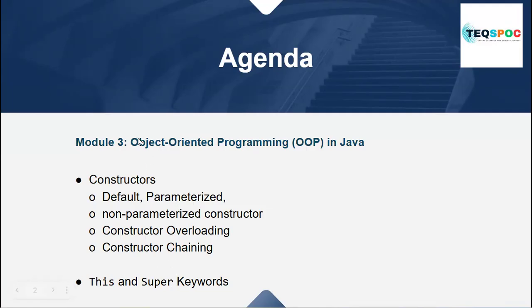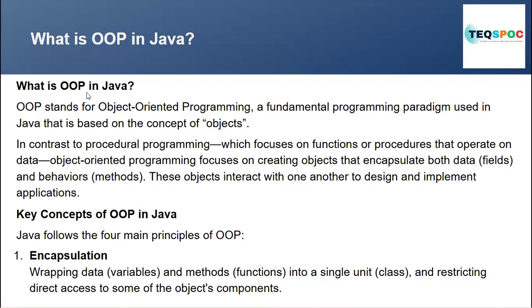Now, first, what is object oriented programming? We have seen it earlier, but let me tell you more. In short form, object oriented programming we call OOPS. OOPS stands for object oriented programming. This is a fundamental programming paradigm used in Java, based on the concept of conceptualizing objects. With the help of the OOPS principles, we are implementing real world problems in a programming language.